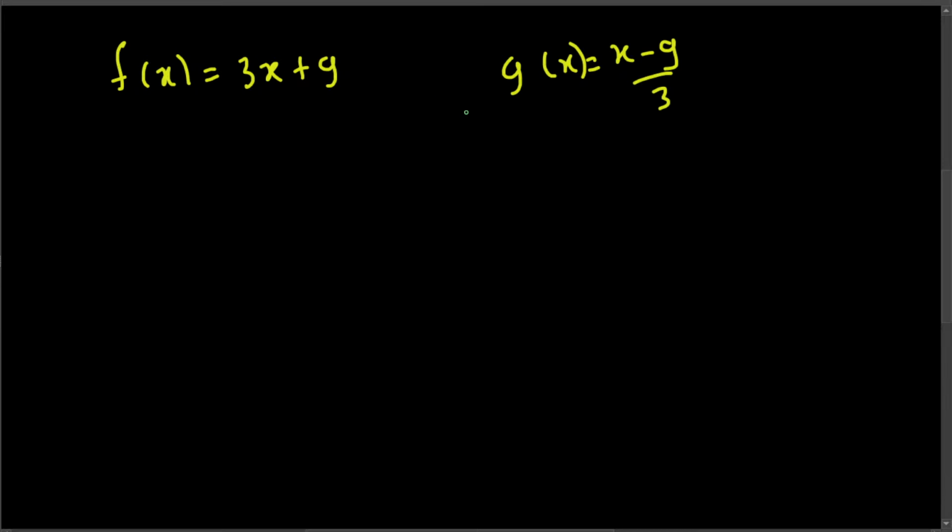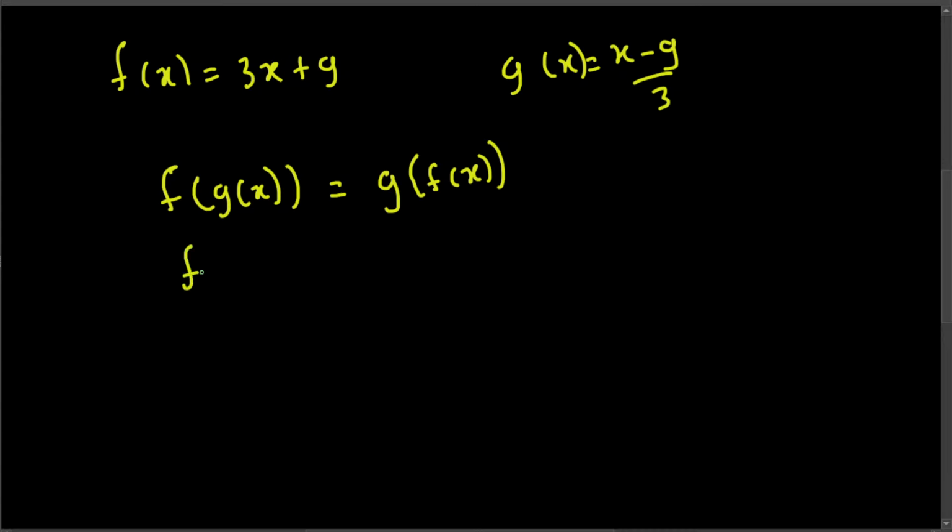Now in order to be inverses of each other, what has to happen is f of g of x should be equal to g of f of x. If both of these are equal in value, then these two are inverse to each other. Now how can we do that? We can do one by one. Let's find out f of g of x first.